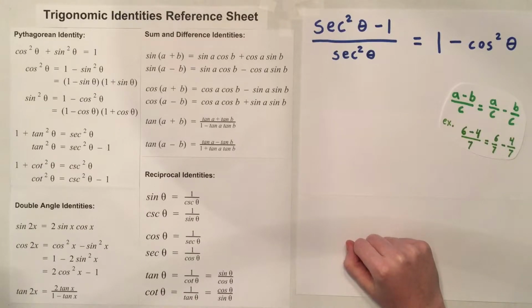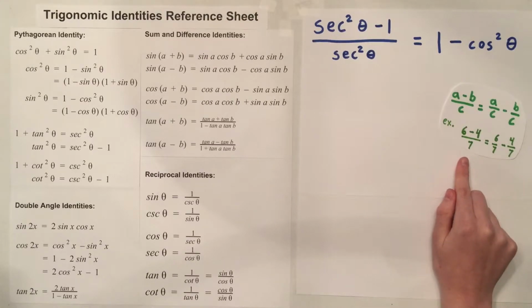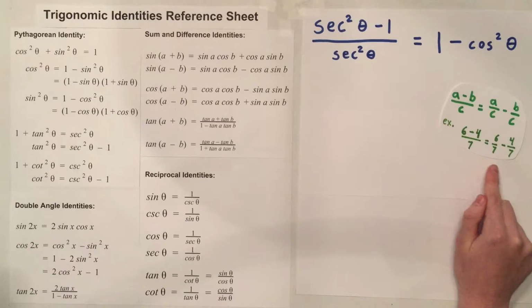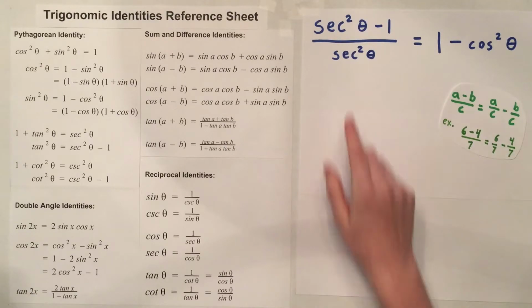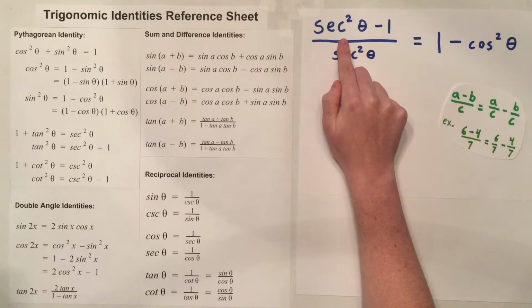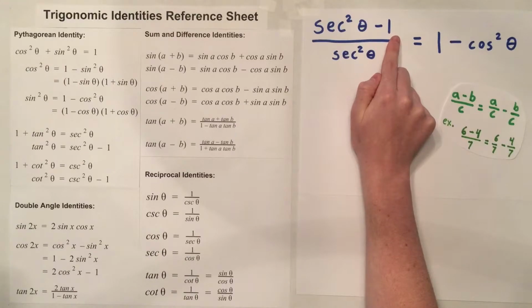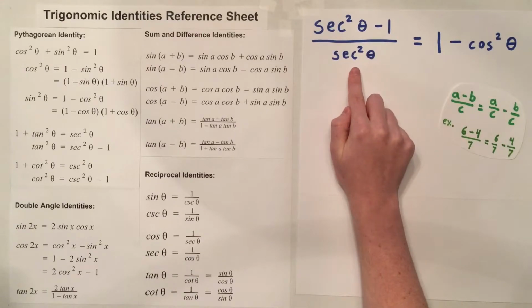It may help you to understand this reasoning if you think about this situation with numbers. For example, 6 minus 4 over 7 is equal to 6 over 7 minus 4 over 7. If we apply this to our problem, secant squared theta is a, 1 is b, and the secant squared theta in the denominator is c.